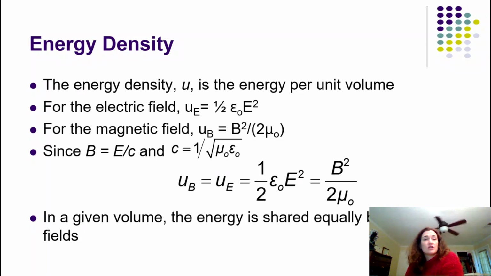Now you can use these two equations in the equations for the energy density and show that the magnitude of the magnetic field energy density and the electric field energy density is equal in electromagnetic waves. Okay? I'm going to let you do that for a homework problem probably. And what this means is that for light, in a given volume, the energy is shared equally by those two fields.